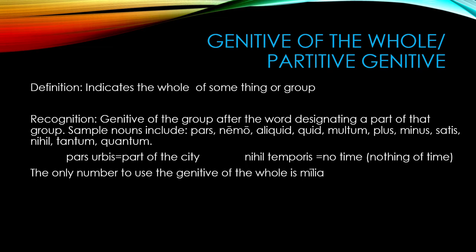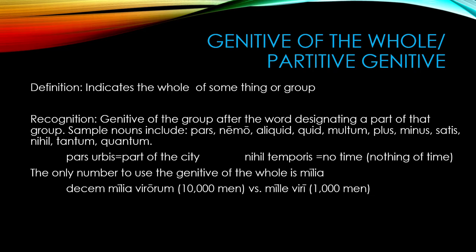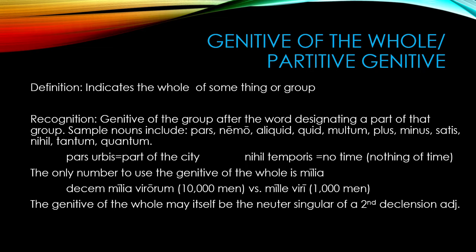There is only one number that uses the genitive of the whole, which is millia, but not mille. The difference can be seen in the comparison of decem milia virorum, which means 10,000 men, versus mille viri, which is 1,000 men. Finally, the genitive of the whole may itself be a neuter of a second declension adjective, as you can see in the example of multum boni, much good, literally translated as much of good.